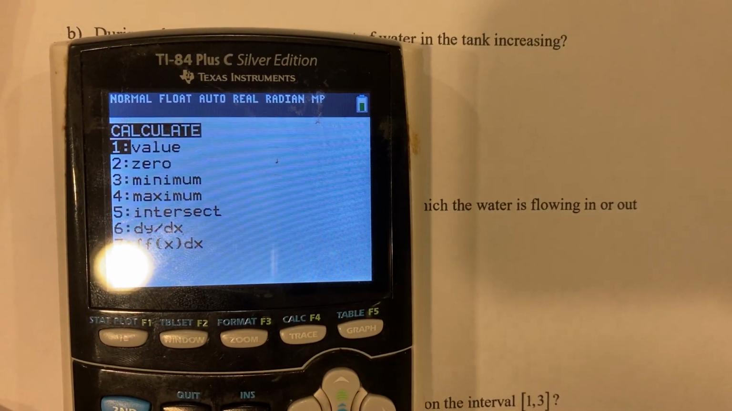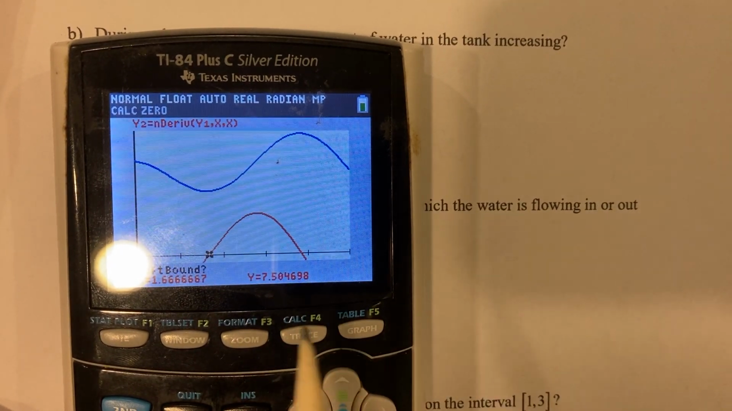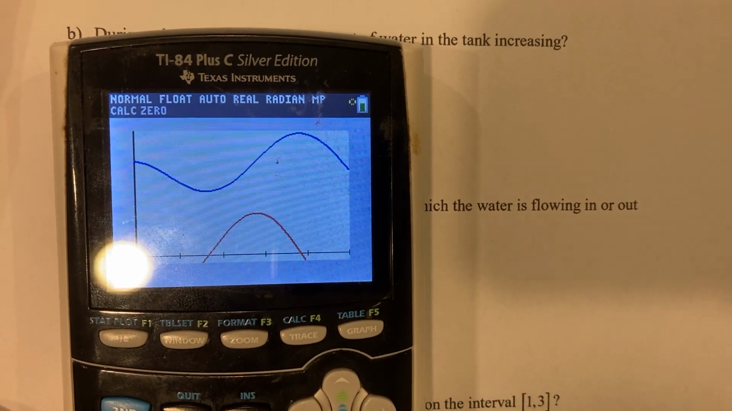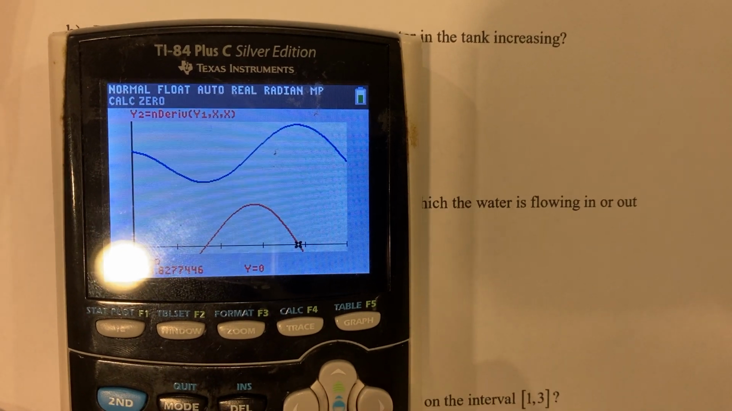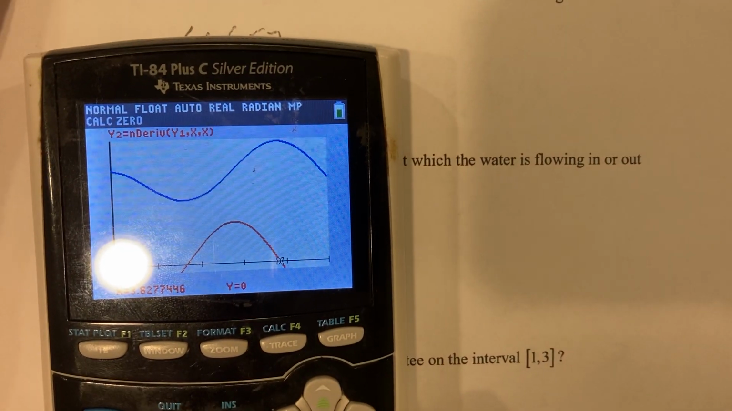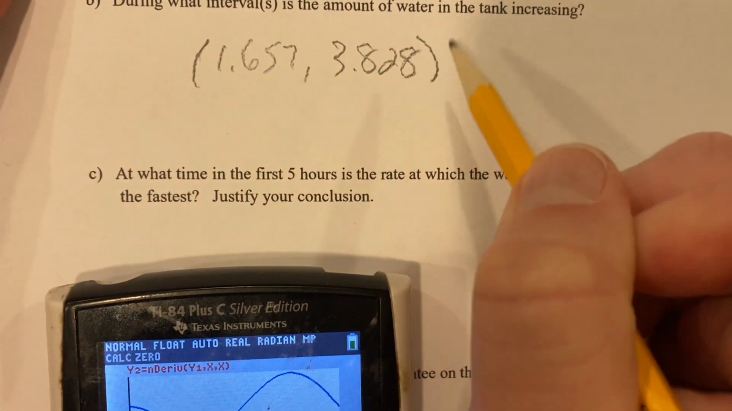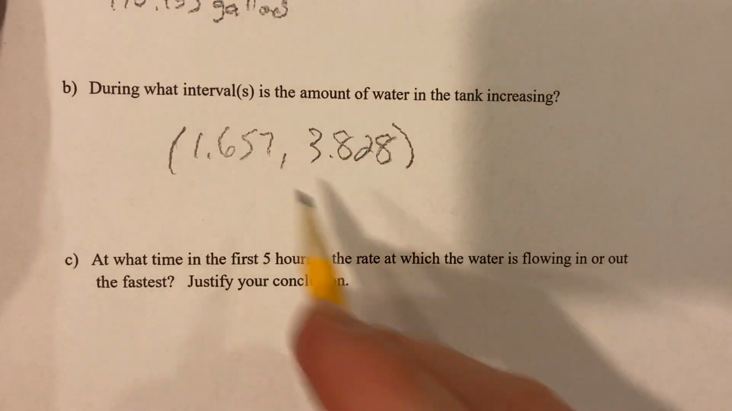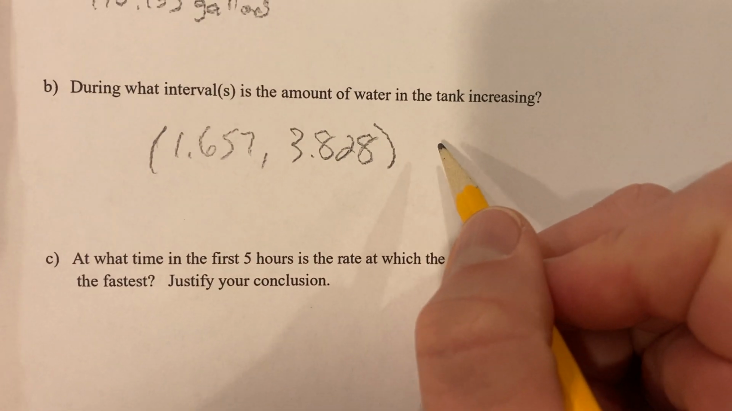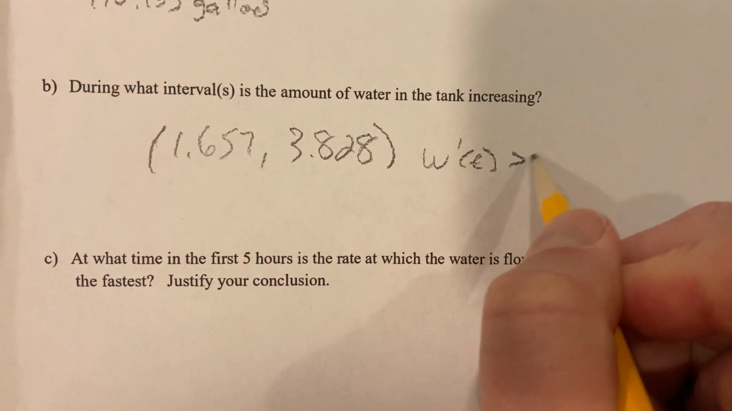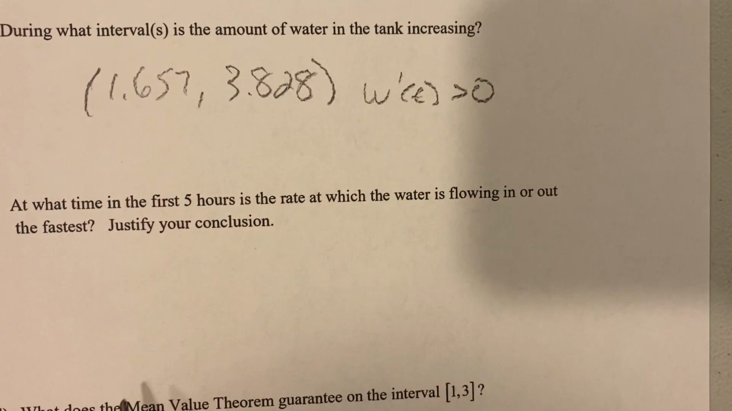So I'm going to go second calculate 0. And this one I can do a little faster. I can say that it's between 3 and 4. So I hit enter. And it gives me the 0 at 3.828. And if I had to justify this, I would say that the reason it's this is when it's increasing is because that's when w prime of t is greater than 0. W is the original function. This is when the derivative is positive.